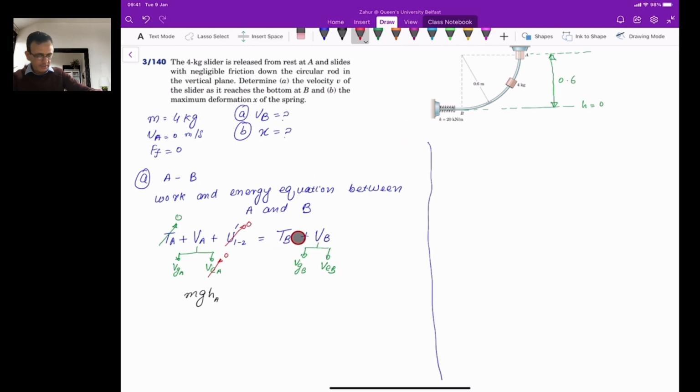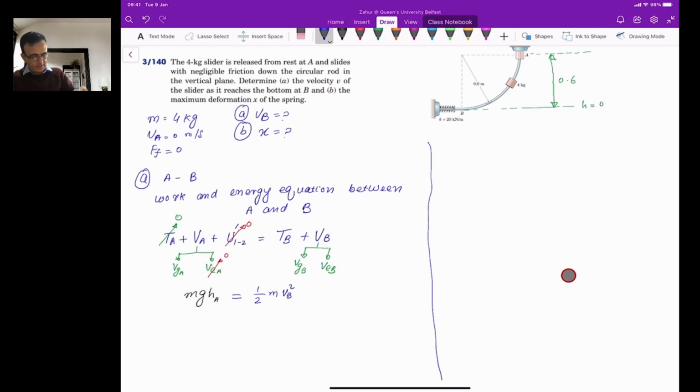Now on the right hand side, the body is obviously moving with some velocity, so we will have some kinetic energy here. So half mvb square, which is half times mass times velocity square.